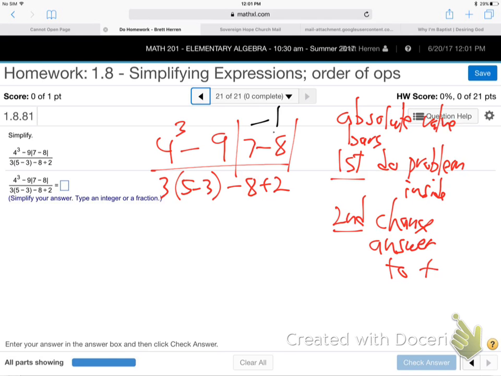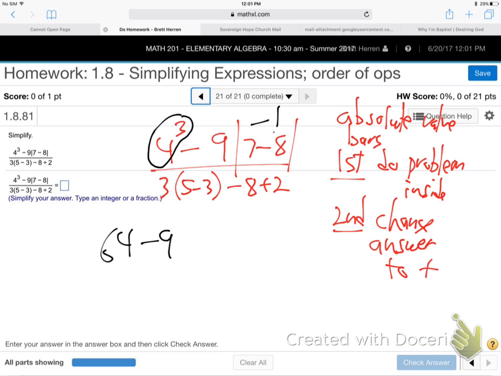Not the signs of the original pieces. Right? See that difference? So 4 cubed, calculator, 64, minus 9. Now, are we good?